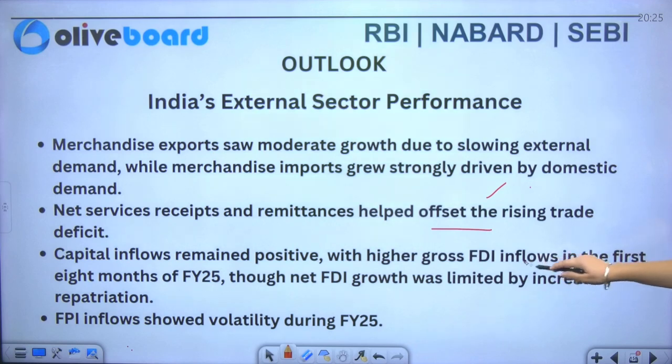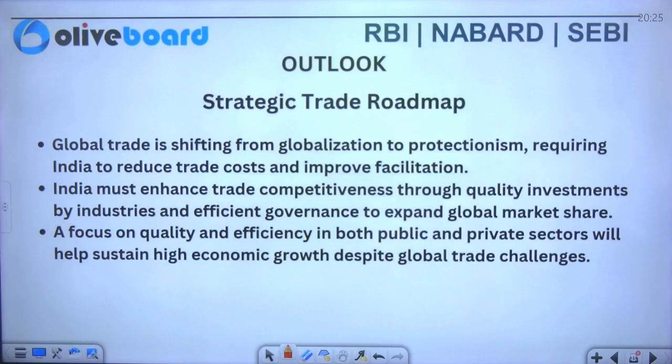Higher gross FDI inflows were there in the first 8 months of financial year 2025, though the net FDI was limited because of an increase in repatriation. Similarly, if we talk about the FPI, inflows showed volatility during financial year 2025. Global trade is shifting from globalization to protectionism.